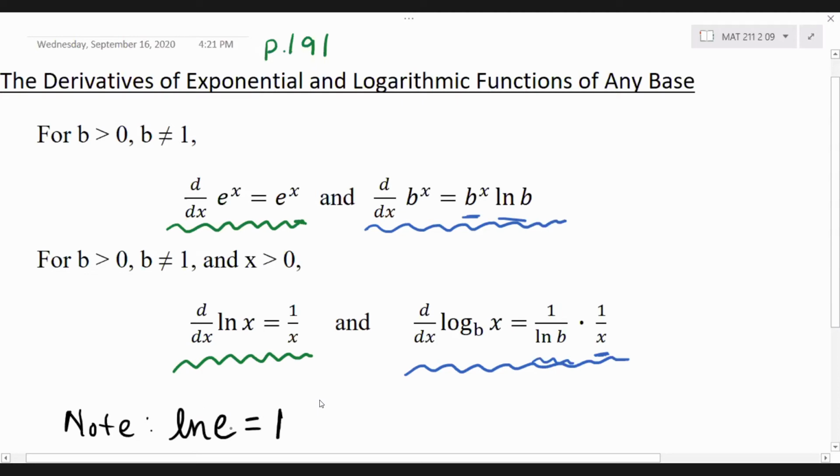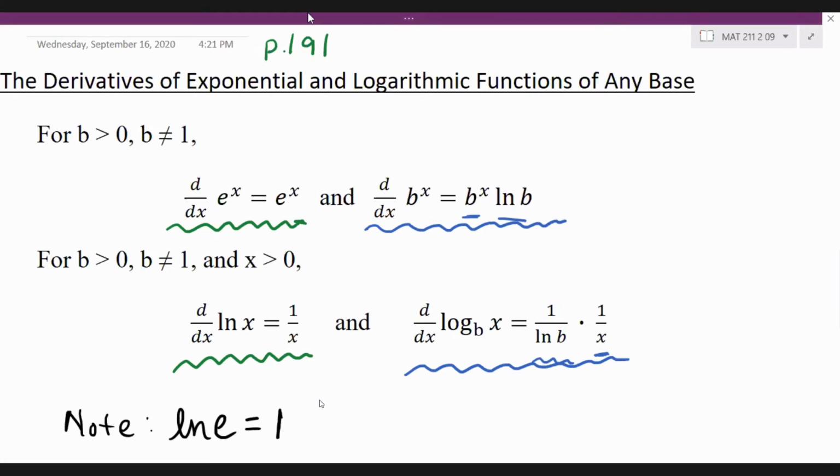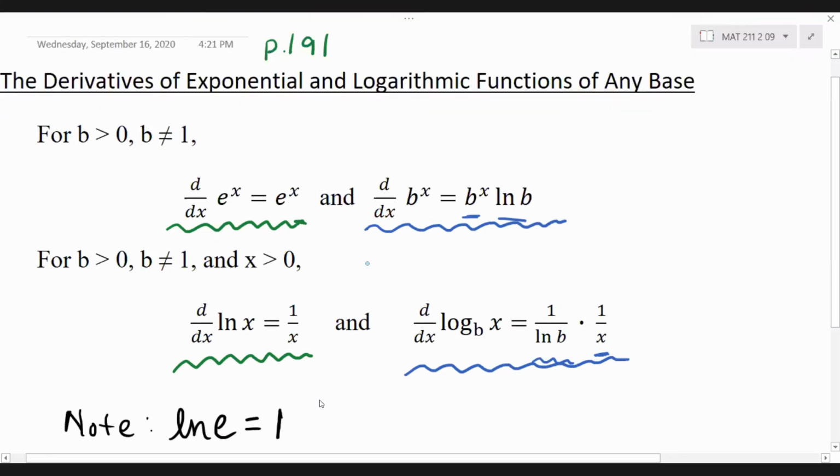So the natural log of e is just 1 because its natural log is the base e. If we do the same base, a log of any base of that base is just 1. So if we look at the 2 rules on the right, if we put an e in for b, this ln of b would just be 1. So we actually still have that e to the x rule there.